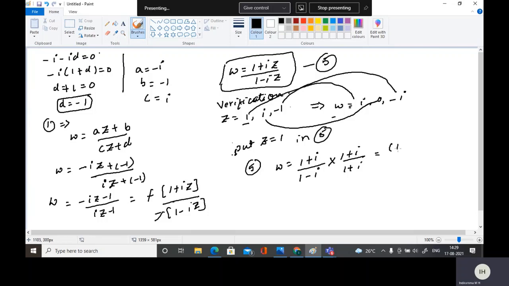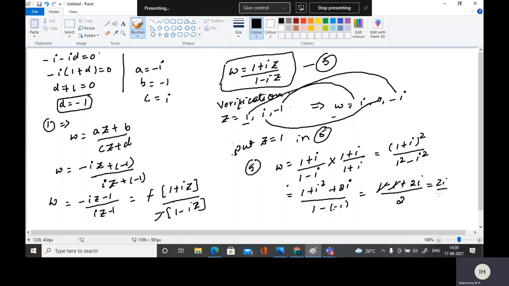So that is (1 plus i) into (1 plus i), which is (1 plus i) whole square, by (a plus b) into (a minus b), which is a square minus b square. Numerator is a square plus b square plus 2ab. Denominator: 1 square is 1, i square is minus 1. So that is 1, i square is minus 1, plus 2i, by minus into minus plus 1, plus 1 is 2. Plus 1 minus 1 cancel, 2i by 2. The 2s cancel, so when Z is equal to 1, W is equal to i.